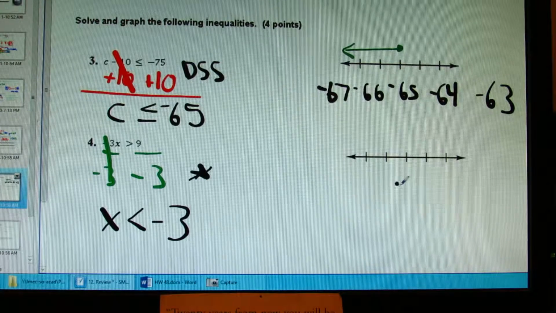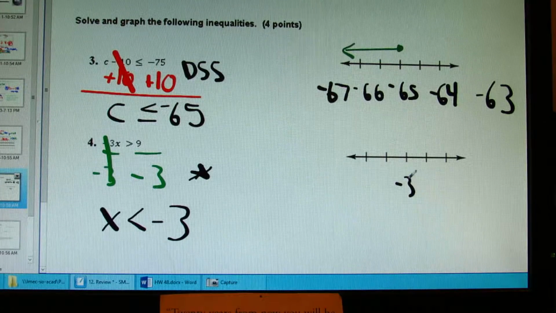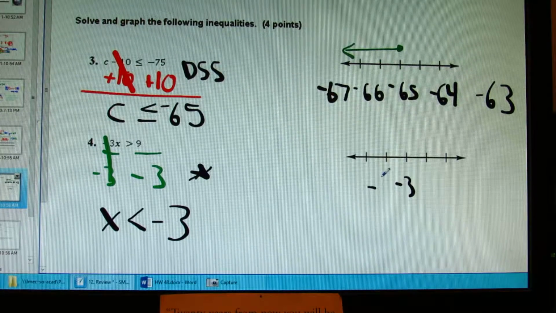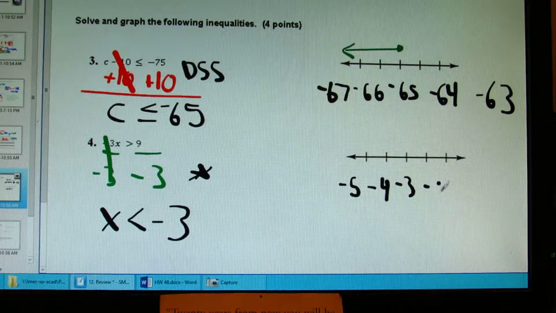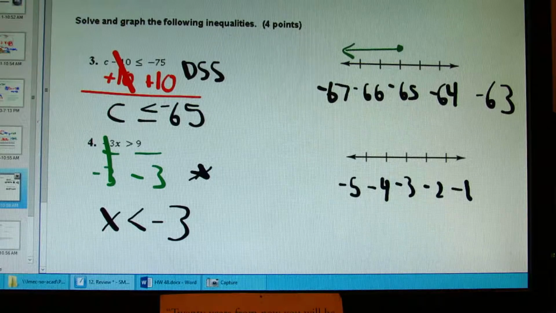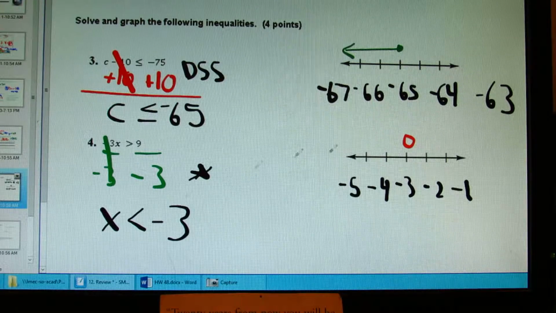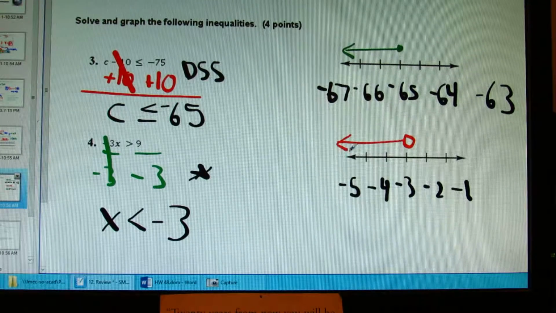So now I'm going to number my number line. Negative 3 in the middle. Again, going backwards. This time, I need what kind of dot? I need an open dot. And my arrow, again, will point to the left.